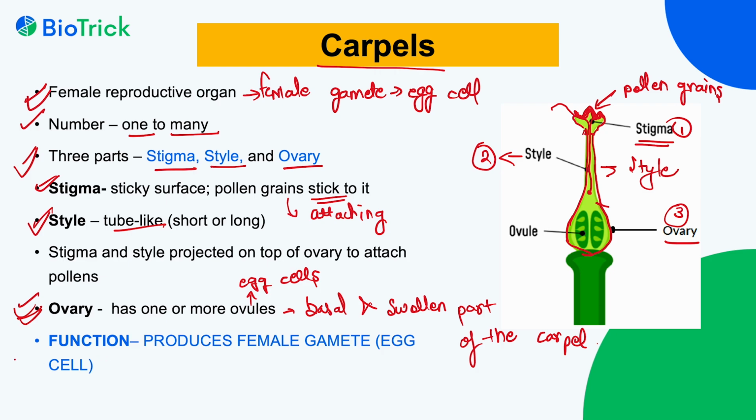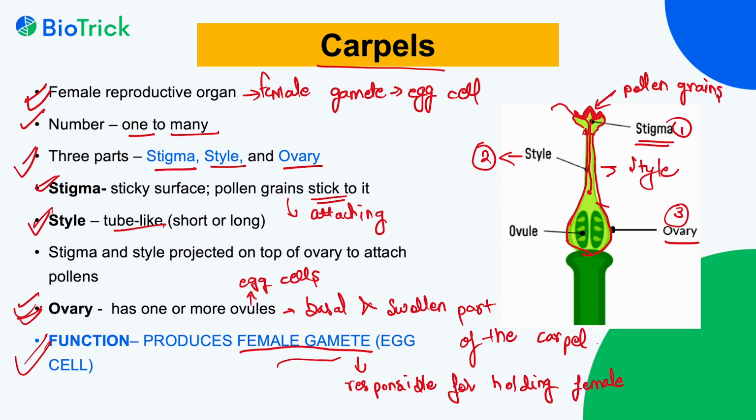So what is the function of the carpel? Carpel is responsible for holding female gametes or egg cells. So this is the typical structure of a carpel. Carpel has 3 basic structures: stigma, style, and ovary. Stigma and style are basically projected on the top of ovary to attract or attach the pollen grains for the process of reproduction.